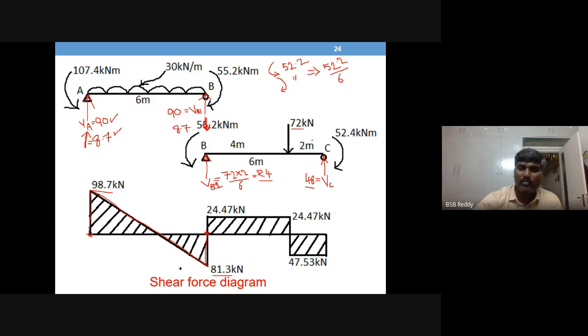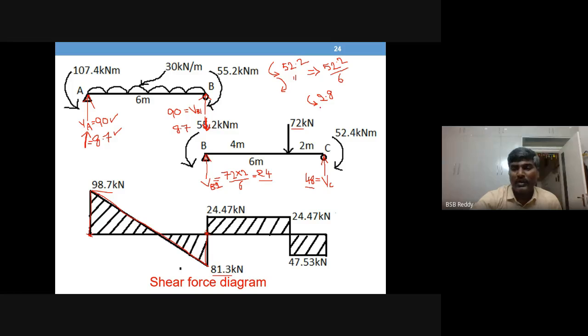What about reactions from moment? This is 55.2 anti-clockwise, and clockwise 52.4. So both are opposite, so you have to deduct 52.4 from 55.2. It is 2.8. So the total moment is 2.8 only. Which direction? Whichever is higher. So 55.2 is higher, so that direction is anti-clockwise. So 2.8 anti-clockwise is the total moment acting on BC.